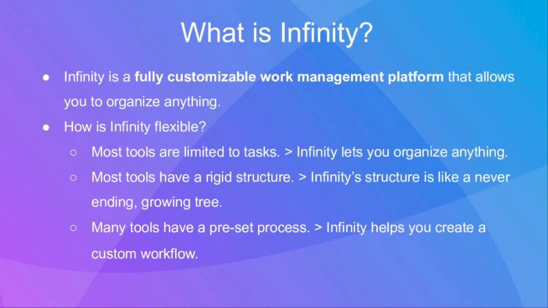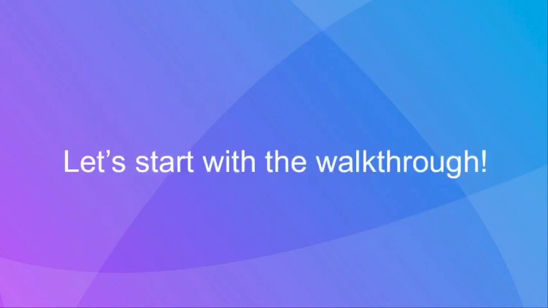Lastly, the third problem is that most tools have a preset process. So they're focused on one thing. Maybe Jira, if we take that example, is very good for organizing software development. Asana, very good for tasks, and so on. And Infinity helps you create your own custom workflow, so you don't have to adjust to just one set process. You can create many different processes for many different things that you are organizing.